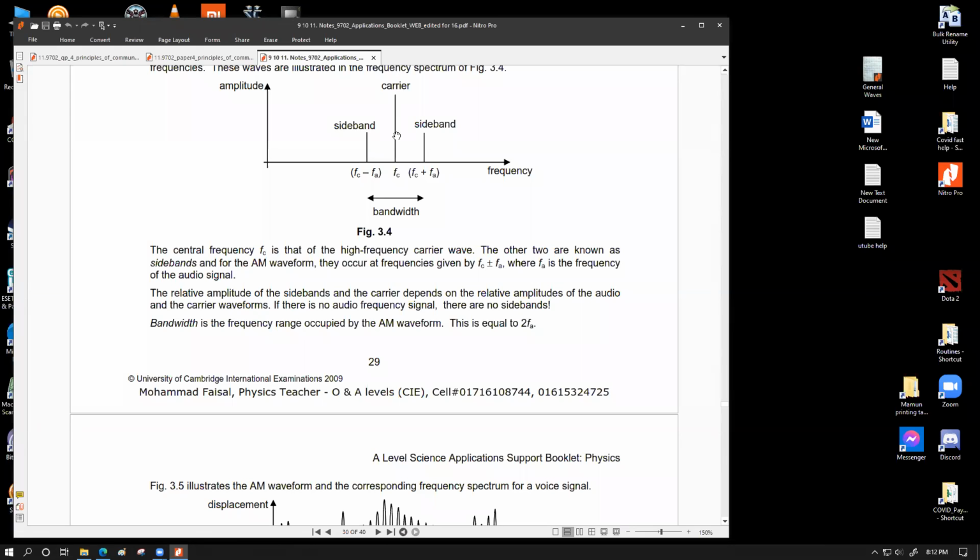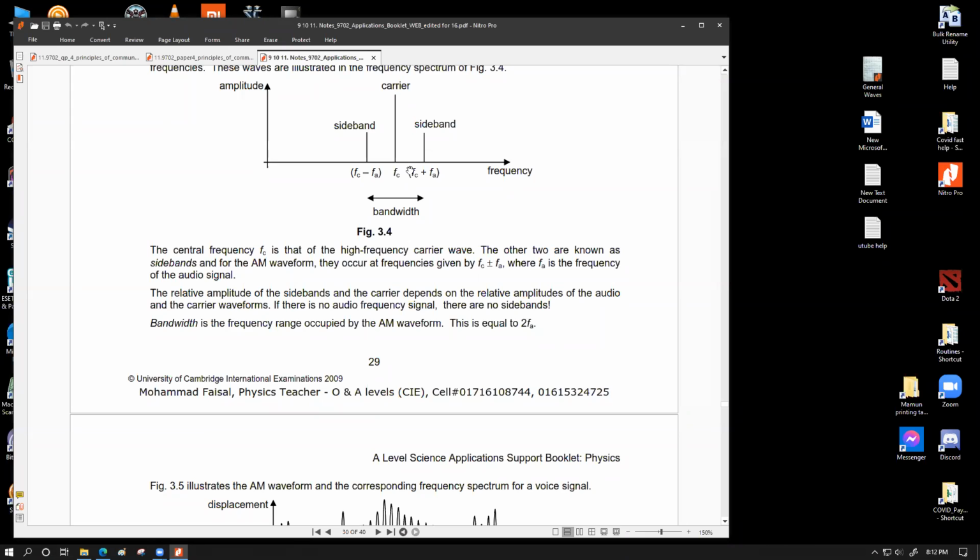For example, if the carrier wave is, let's say, 1000 hertz, and your information signal is, let's say, 100 hertz, then you can have 1100 over here, and you can have 900 over here. But you can choose the carrier frequency to be something else. In that case, your sidebands will also shift alongside. But the gap between the carrier and the sideband will pretty much remain the same, because this is a representation of the maximum frequency of the information signal.